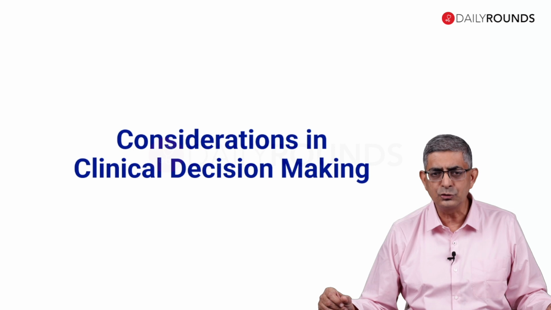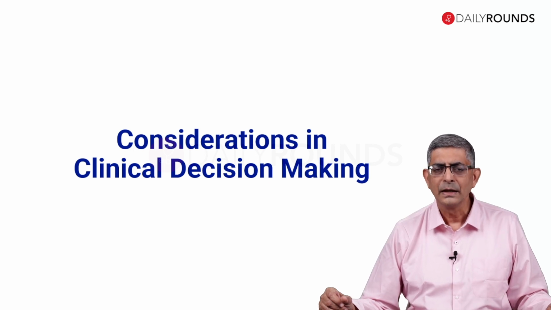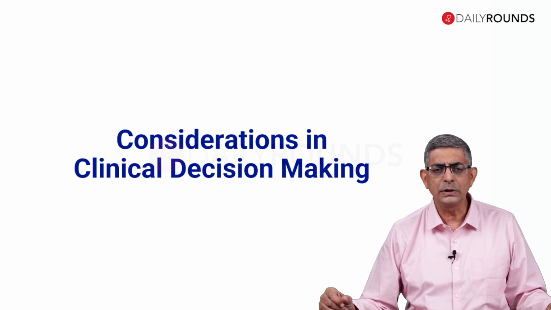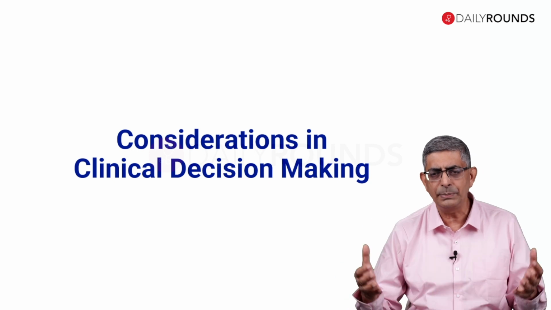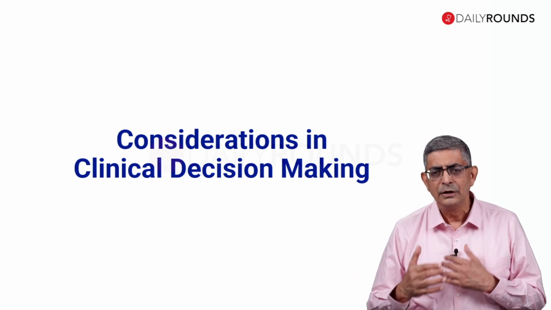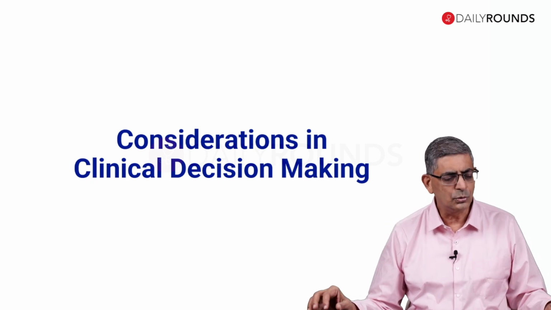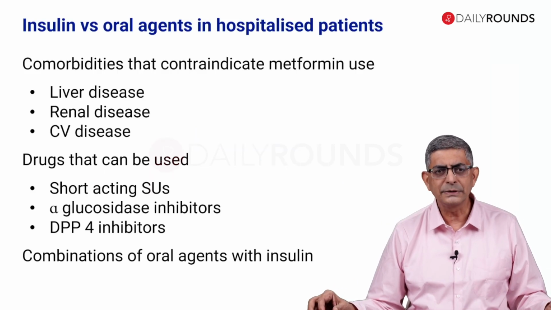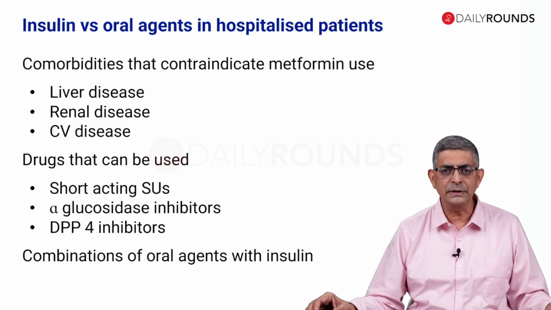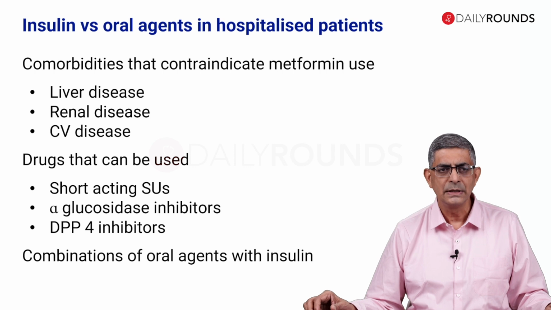Now, having considered the reasons why we need to treat hyperglycemia, what we really need to look at are the considerations. When a patient comes to us in the hospital, we obviously need to evaluate this patient and see what the target goals are, what some of the precipitating reasons are, and what the most optimum treatment would be that we need to give our patients.